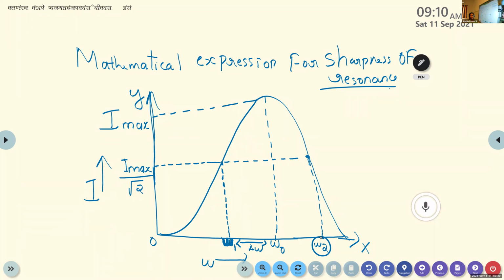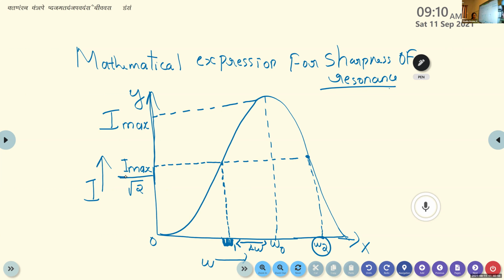In order to reduce the power factor by a factor of 1 by root 2, that's why we have taken it as I maximum by root 2. I will give the notes with the explanation. If and only if we take it as I maximum by root 2, then at this value the power dissipated will be equal to half of that of the LCR circuit.